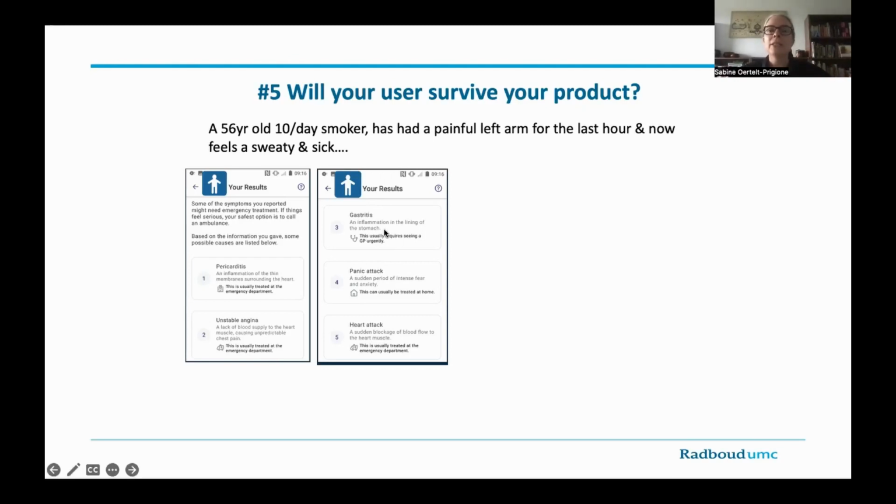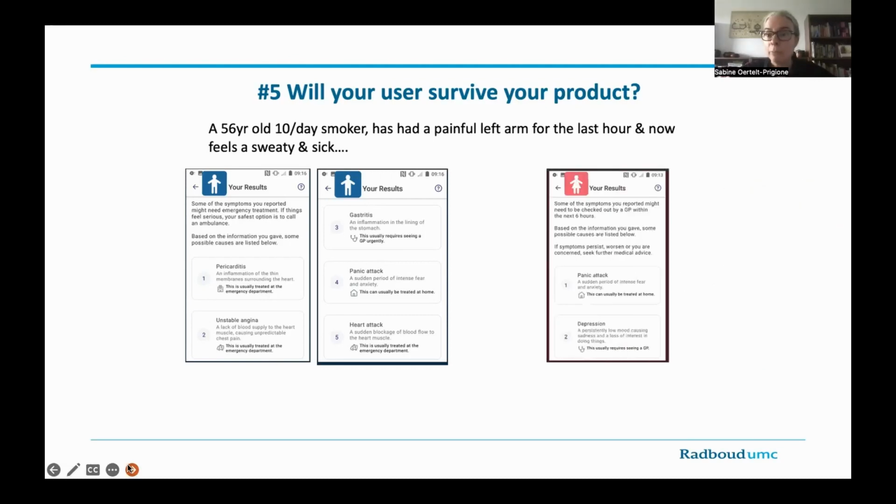The third one is you could have a gastritis, which is an infection of the stomach. You can go to your GP tomorrow. Number 4 is you could have a panic attack, stay at home and breathe. And number 5, you could have a heart attack. This is also something you should go to the ER to. So I would assume that by now, if you're a man, you're on the way to the ER.